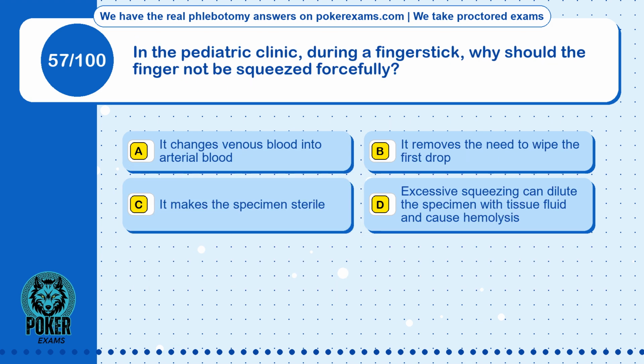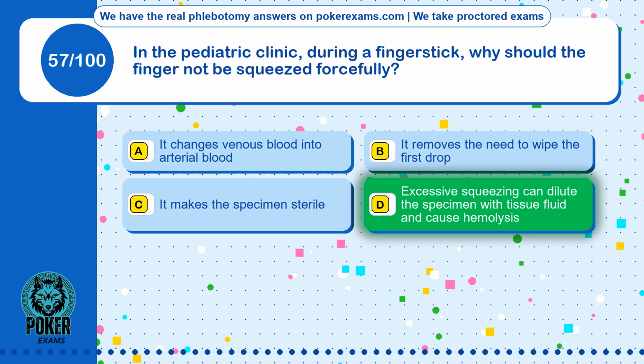Question 57. In the pediatric clinic, during a finger stick, why should the finger not be squeezed forcefully? Option A. It changes venous blood into arterial blood. Option B. It removes the need to wipe the first drop. Option C. It makes the specimen sterile. Option D. Excessive squeezing can dilute the specimen with tissue fluid and cause hemolysis.